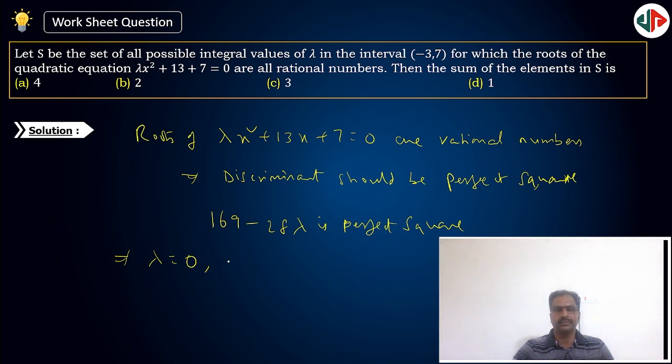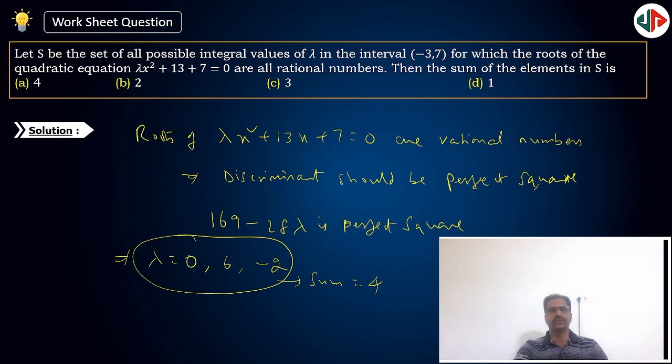Again, if lambda is 6, 28 into 6 is 144. 169 minus 144 is 25. 25 is a perfect square. Next, another value for lambda will be minus 2. Because if lambda is minus 2, 169 plus 56, 225, which is a perfect square. So I got three values for lambda. Then what is the sum of all these values? When you add all those, you get 4. Option A.